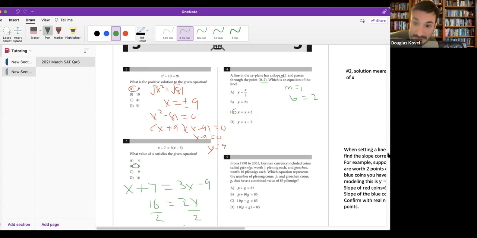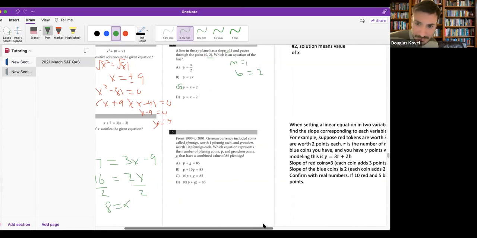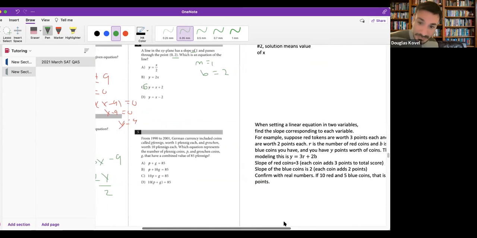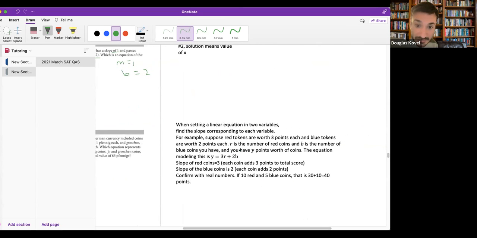All right, so now we're finally into our medium level questions. Before we look at 5, I just wanted to make a few notes about this concept in general, because 5 is, I would say, a borderline hard question. It could be very tricky if you overthink it. Sometimes you might have to set up a linear equation in 2 different variables. When you do that, you want to find the slope for each of the variables. For example, suppose you have red tokens that are worth 3 points each, blue tokens that are worth 2 points each, where R is the number of red coins and B is the number of blue coins that you have, and you have Y points worth of coins.